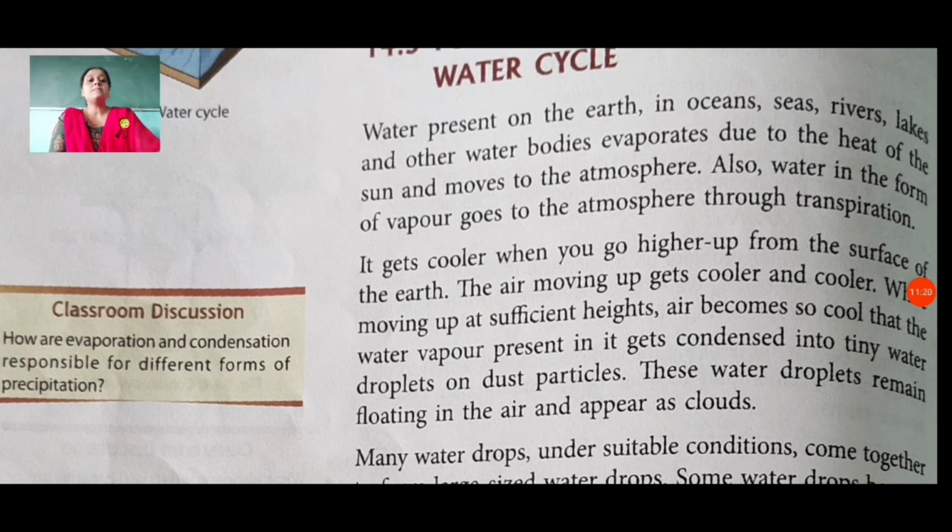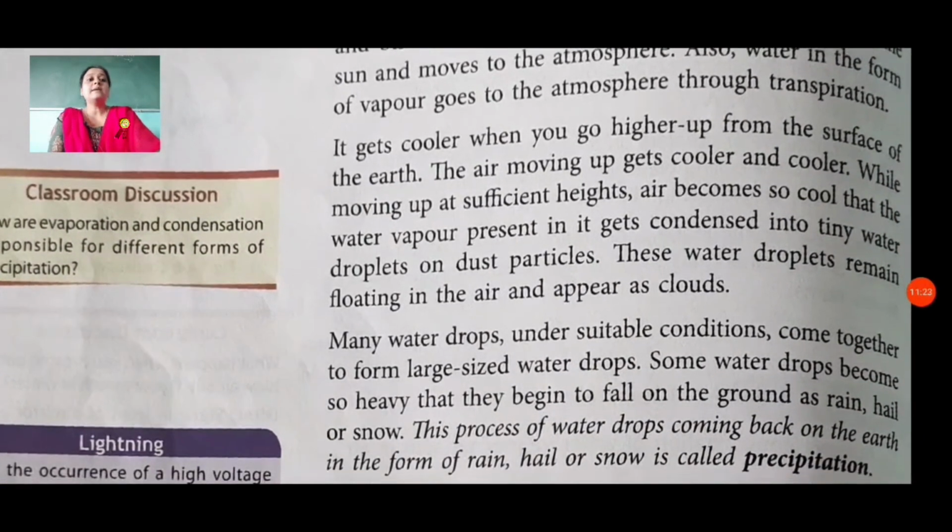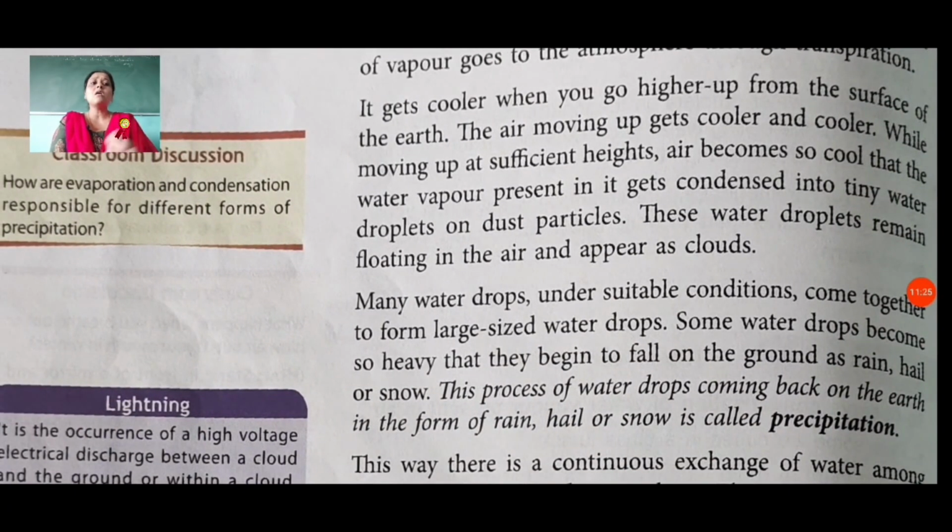Many water drops under suitable conditions come together to form large sized water drops. Some water drops become so heavy that they begin to fall on the ground as rain, hail, or snow. Many water drops, which are heavy in weight, come back on the earth in the form of rain, and we get the rain here.